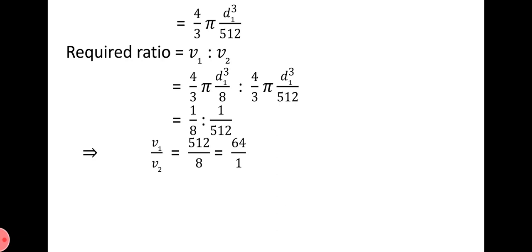Now we have to find the fraction in the form of moon to earth, so we take the reciprocal of it. So v2 upon v1 will be 1 upon 64. So we will get v2 upon v1 equal to 1 upon 64, which implies that v2 equal to 1 upon 64 v1. That is, the volume of the moon will be equal to 1 upon 64 times the volume of the earth.